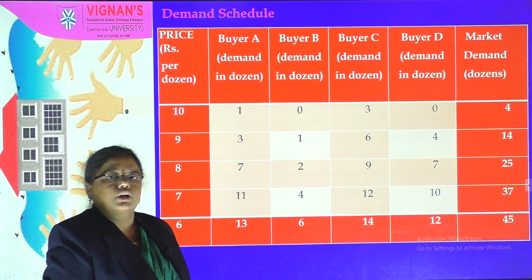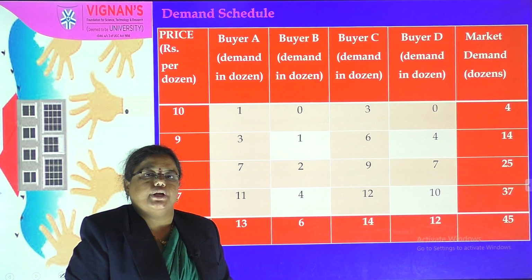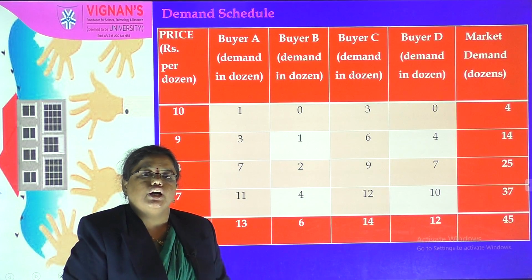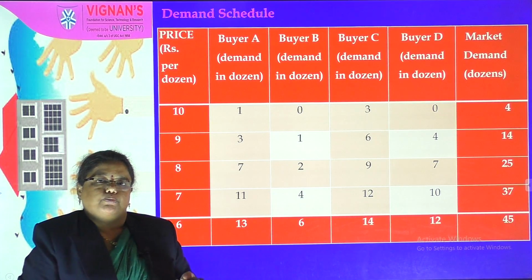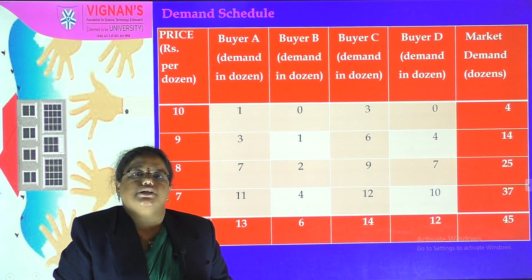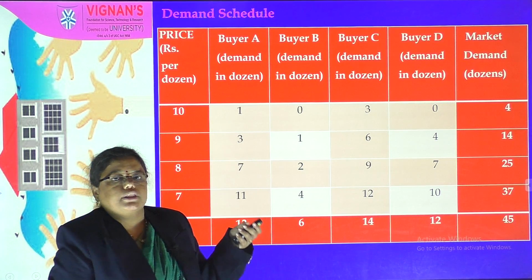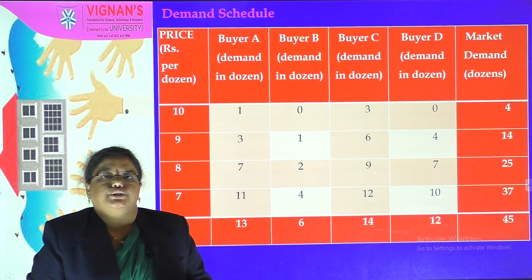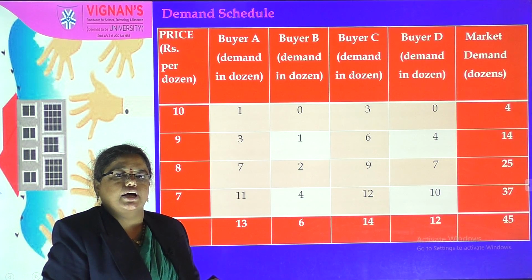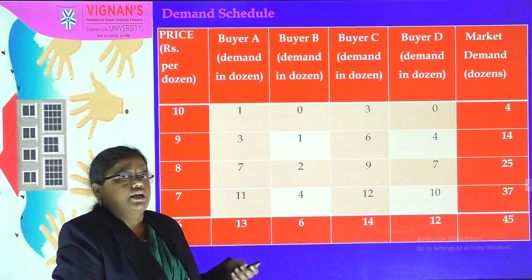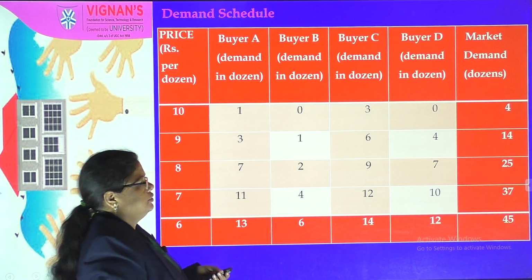Demand schedule: various quantities of the goods purchased in a given period of time, presented in tabular form, is known as the demand schedule. Suppose quantity demanded is presented in tabular form, that is known as the demand schedule.